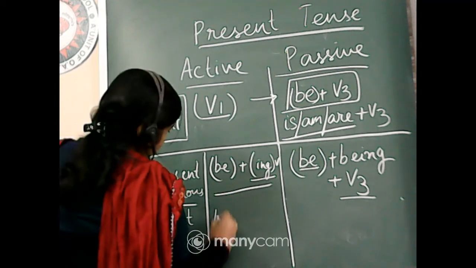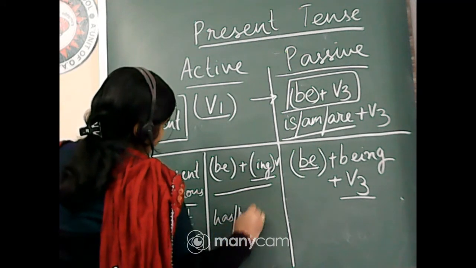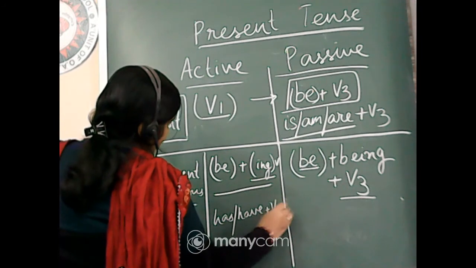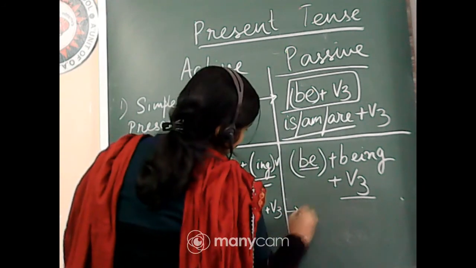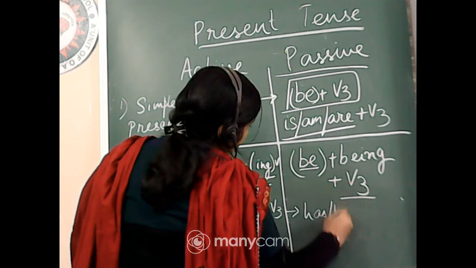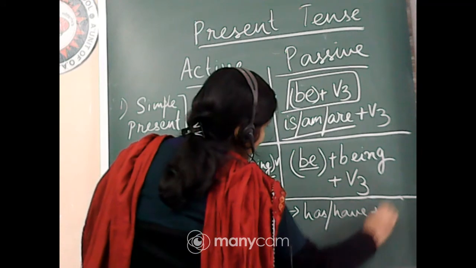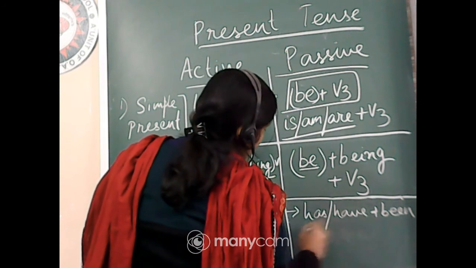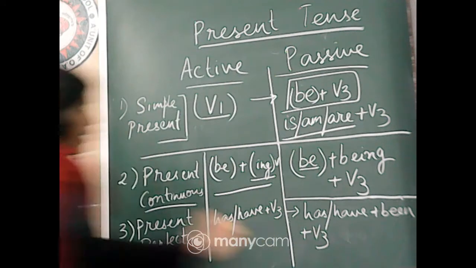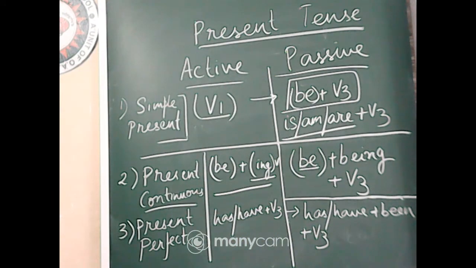We already know what the form is. Has or have plus V3. In the passive voice it will become has or have plus be and been plus V3. Okay, so this is how we are going to change it into the passive voice. There isn't any change for sentences which are written in the present perfect continuous tense. There isn't any passive voice for that.